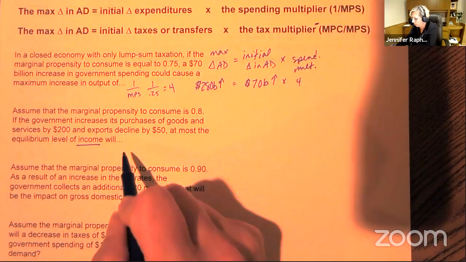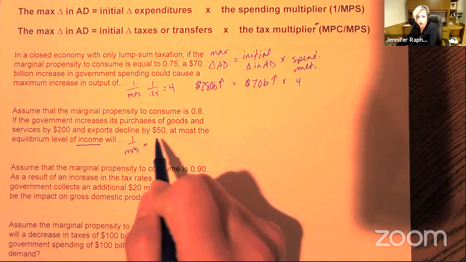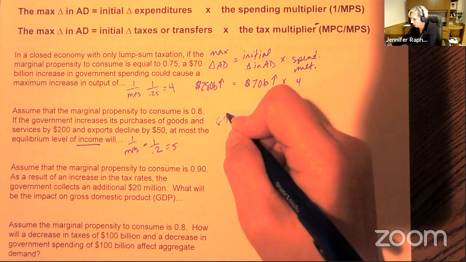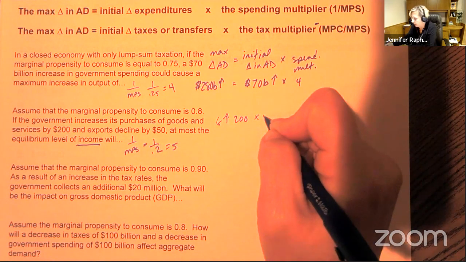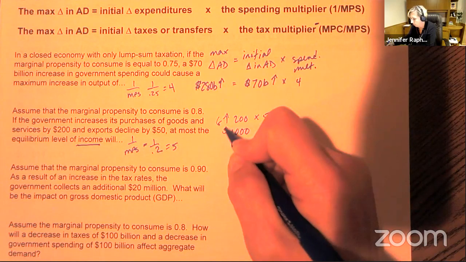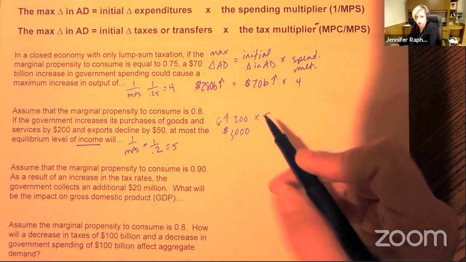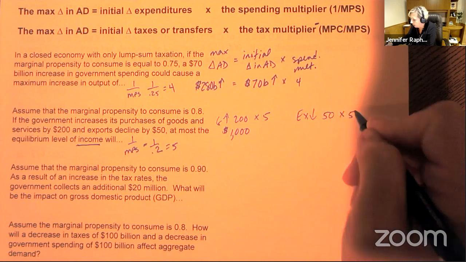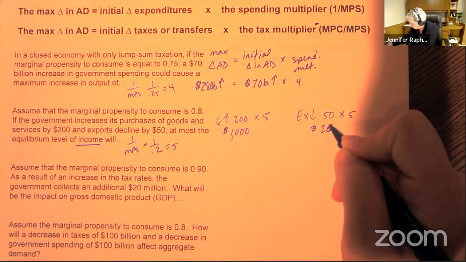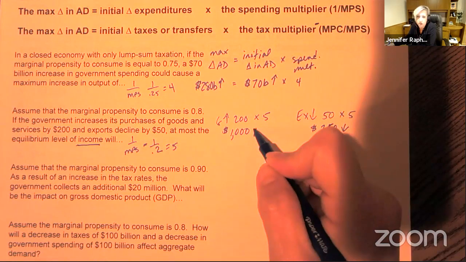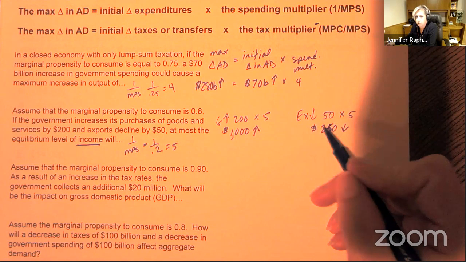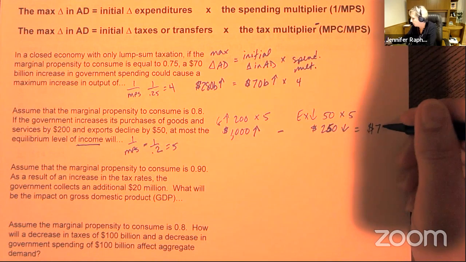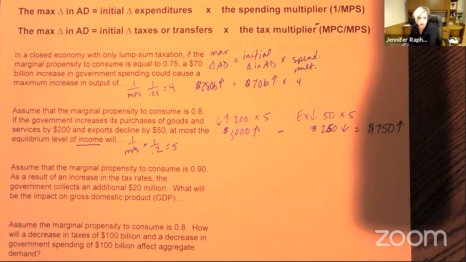All right, so let's find our spending multiplier. It's 1 over MPS, which in this case is equal to 1 over 0.2, which would be 5. So if G goes up by 200 times 5, then we're going to have an increase of $1,000 in income as a result of the increase in government spending. However, exports are declining. So if exports are going down by 50 times 5, then we have a $250 decrease. So if the increase in G causes a $1,000 increase and the decrease in exports causes a $250 decrease, then we end up with a $750 increase in the equilibrium level of income.